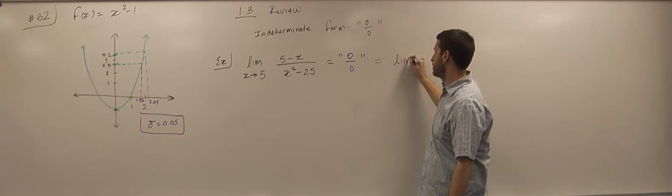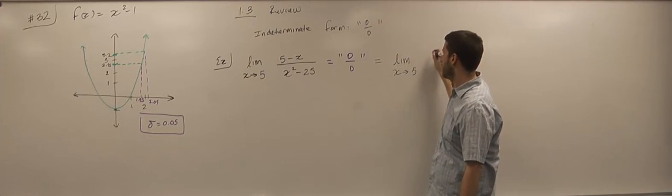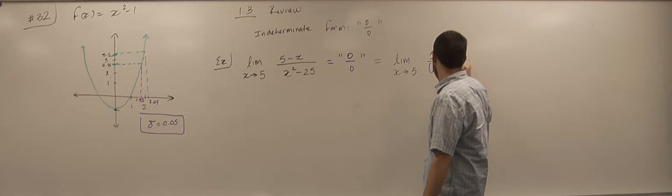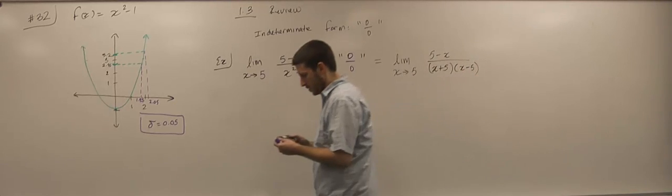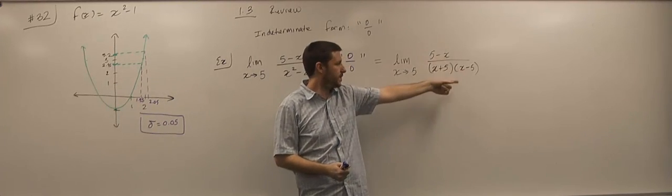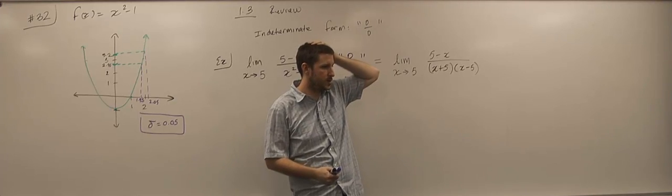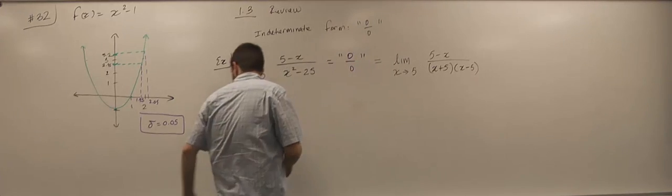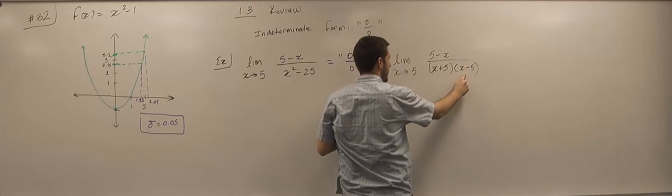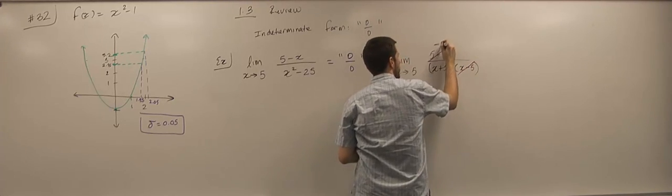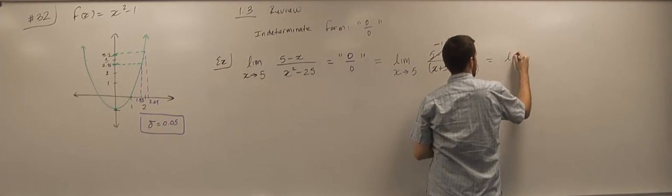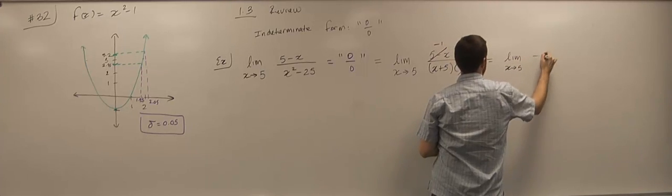This will become the limit as x goes to 5 of 5 minus x over, this guy's a difference of squares, so x plus 5, x minus 5. You haven't really done anything yet because you still get 0 if you plug in 5. So you have to find how to reduce this. Put a negative on the top, so these factors are opposite signs. 5 minus x and x minus 5 have opposite signs, so they're going to reduce to negative 1.